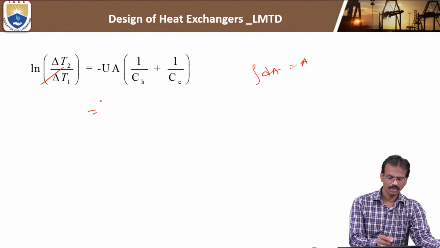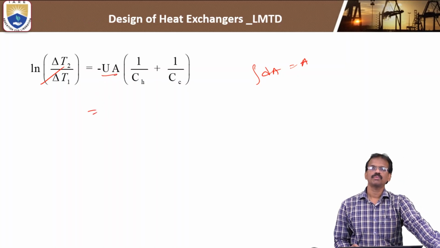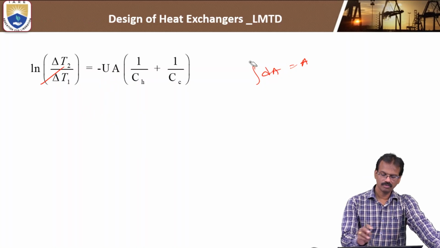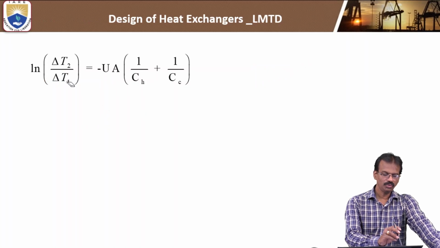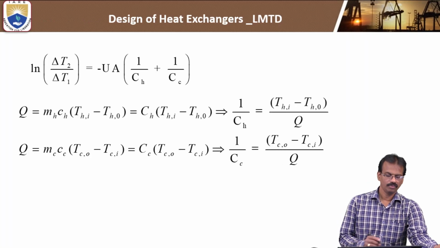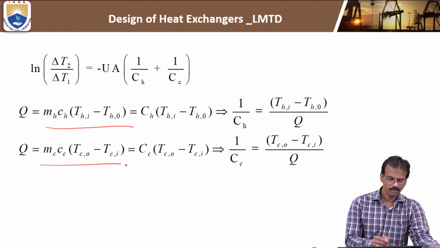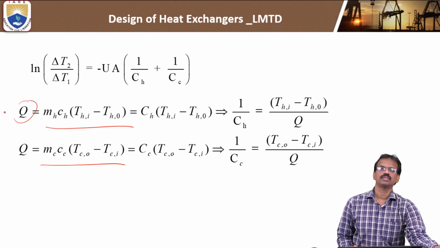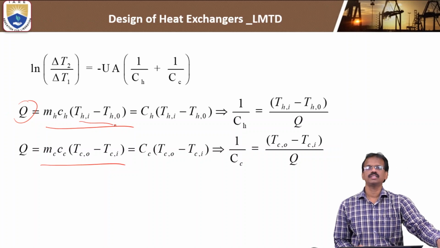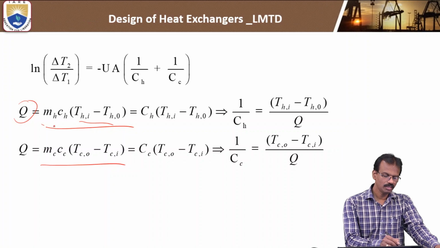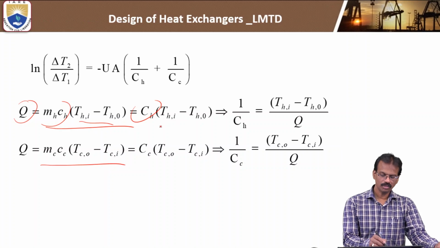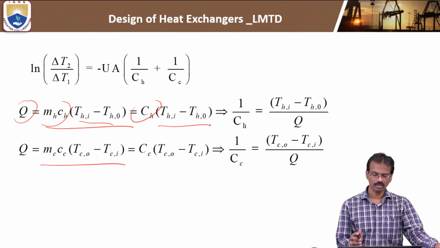So then the formula will be like this one: minus UA into (1/CH plus 1/CC). So this is the equation for the small elemental area. But you know the energy equation according to thermodynamic principles, for the hot fluid, the heat transfer rate Q is equal to mH CH into the hot fluid temperature difference, THi minus THo. So mH CH is nothing but capital CH, the specific heat of the hot fluid, into the temperature difference, hot fluid inlet minus hot fluid outlet.